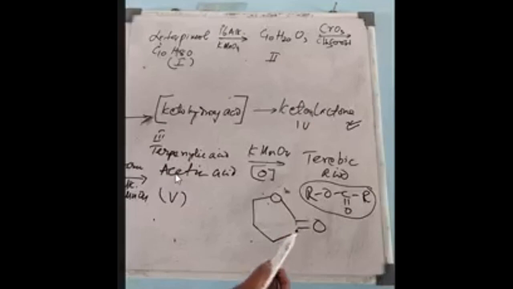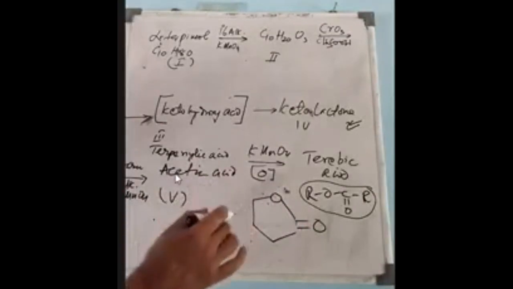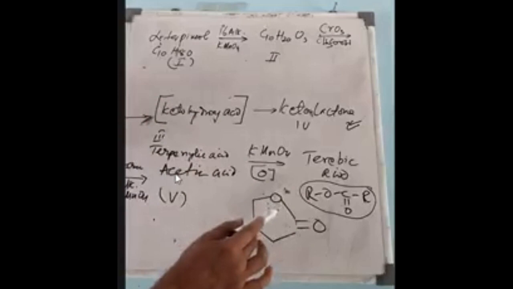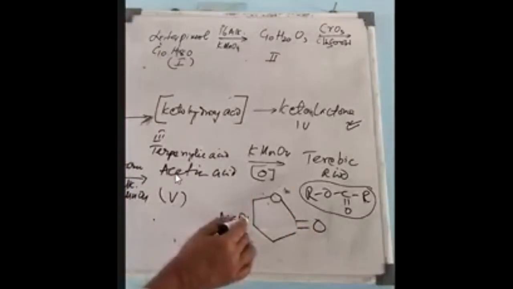Here the lactonization, the esterification, is taking place within the molecule, so they are also known as internal esters. All these four names are for this compound: lactones, olides, internal esters, or cyclic esters. So now again, we have this ester. If you treat this ester with sodium hydroxide, then what happens?